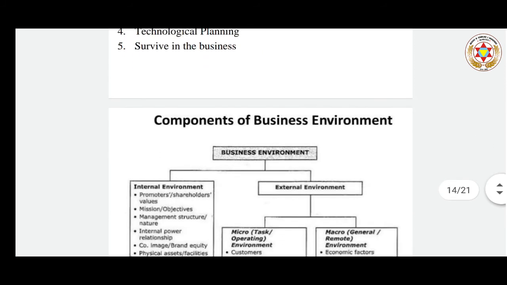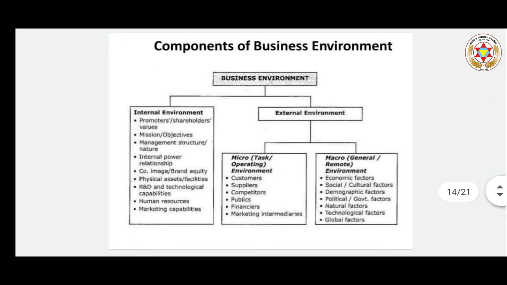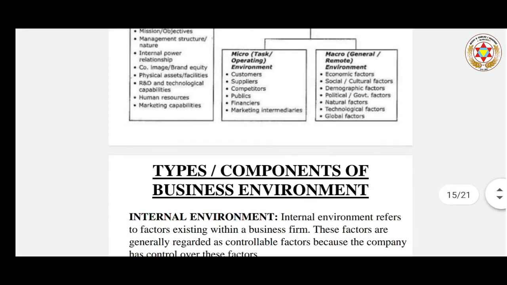The components of the business environment are divided into two, that is the internal and external, and the external is further divided into micro and macro. Internal includes the promoter, mission, internal power, company's image, R&D, human resource, etc., whereas micro includes the customers, suppliers, competitors, public image, finances, etc. Macro includes the economic factors, social, cultural, demographic, political, natural, technological and global factors.